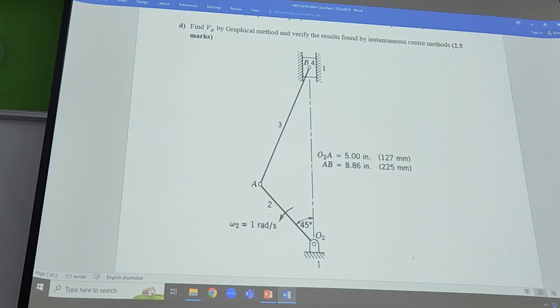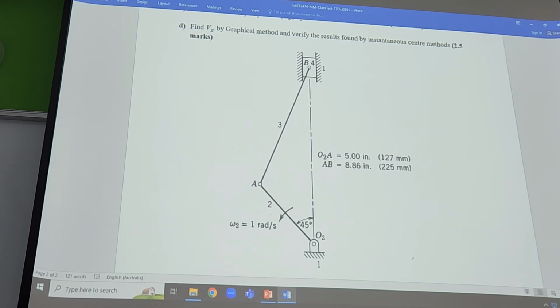Or you want to use the number 5 and 8.86. Yeah. So your answers will be inch per second. If you use mm, your answer will be mm per second. Because 127 is a big number, you can play with it. If you want to choose a scale, you can choose 1:10, then you use 12.7. It's up to you, whichever unit you want to use.